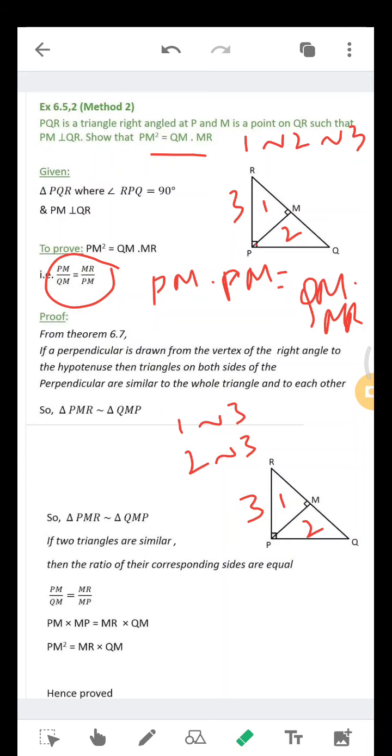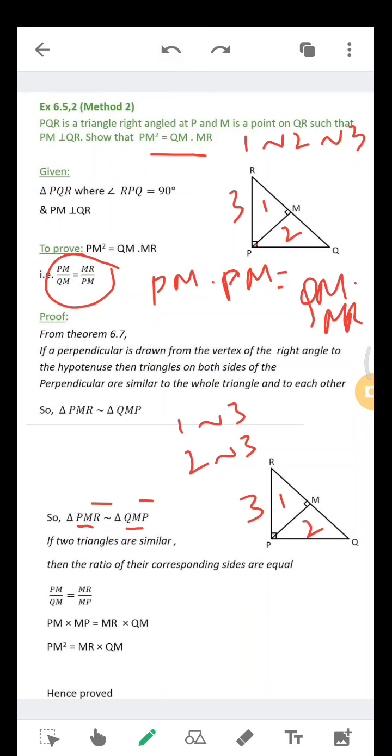Now after these two triangles become similar, I can say that the corresponding sides are in the same ratio. You know very well how to write corresponding sides, that is PM by QM, then MR by MP. Take the first two letters by the first two letters of the other triangle, then the next two, that is MR by MP, and if required you can take first and last, but that is not required here. Now this ratio can be cross multiplied. PM into PM becomes PM square is equal to QM into MR. Hence it is proved.